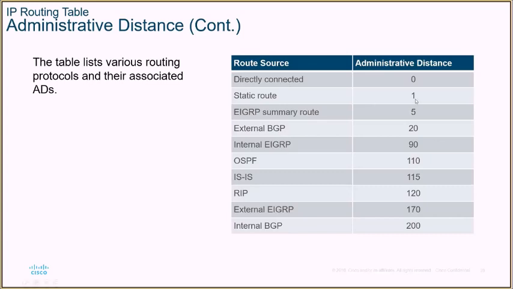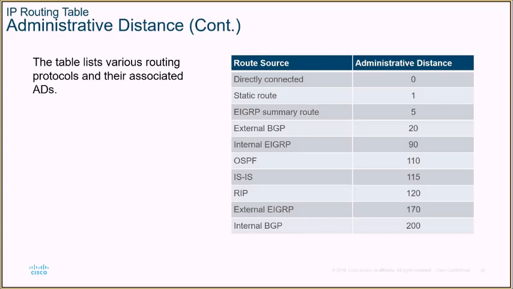Now, a static route is 1. And so if you type in a static route, it assumes you know what you're doing. Whether that's a good assumption or a bad assumption, well, that's open to interpretation. But it assumes you know what you're doing. And so it gives it an admin distance of 1. So if you've got a static route and you've got a dynamic route, it will actually take the static route normally. You can change that.